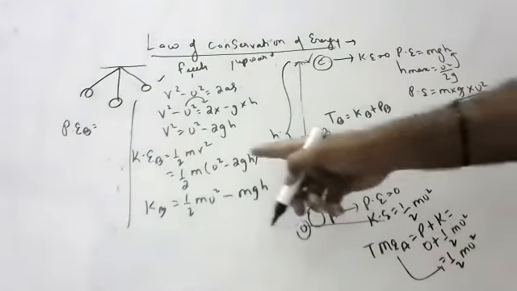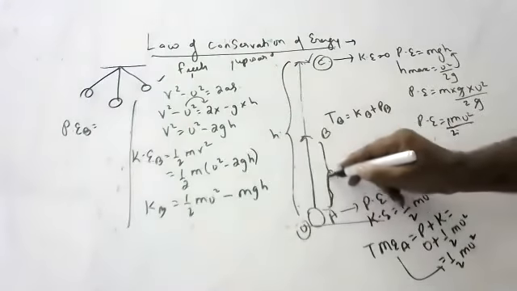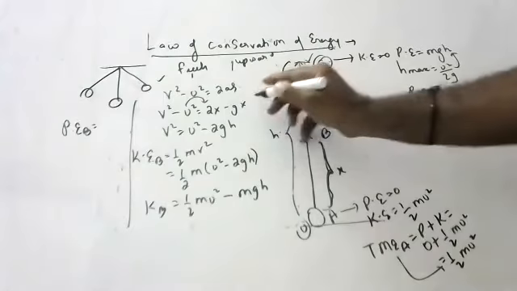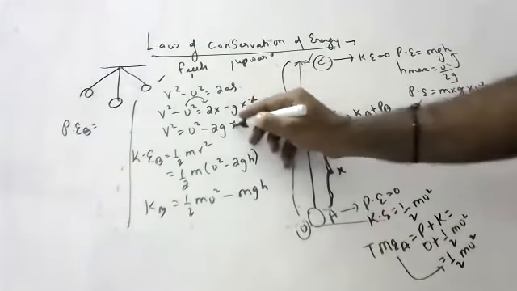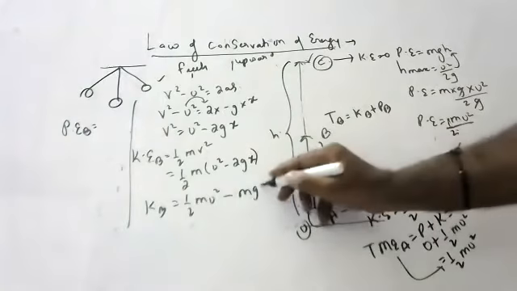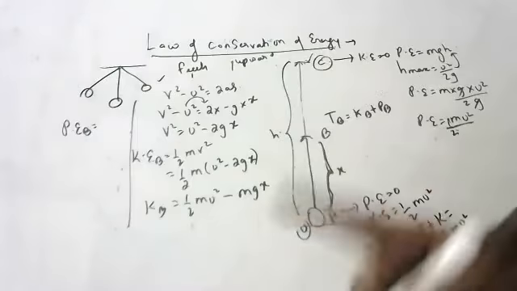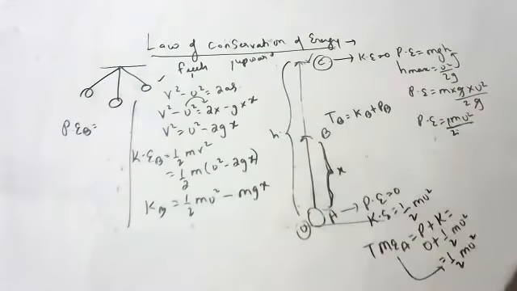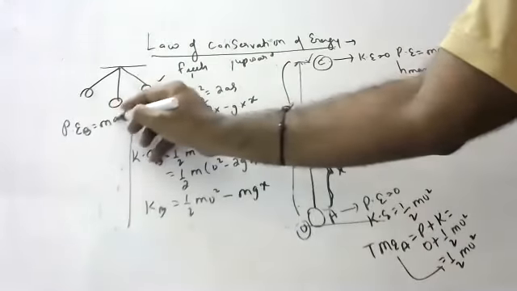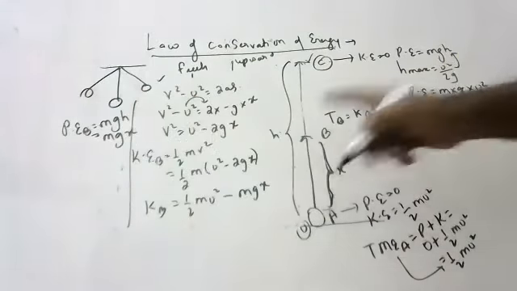One second, children. How much height did it go? X, sir. So here we have to take x, children. Here we should take x because it went up to a height of x. Okay, I forgot to take that. Now you see, children, potential energy you always have to measure from the ground. mgh is the normal formula, but mgx because it has traveled a height of x.